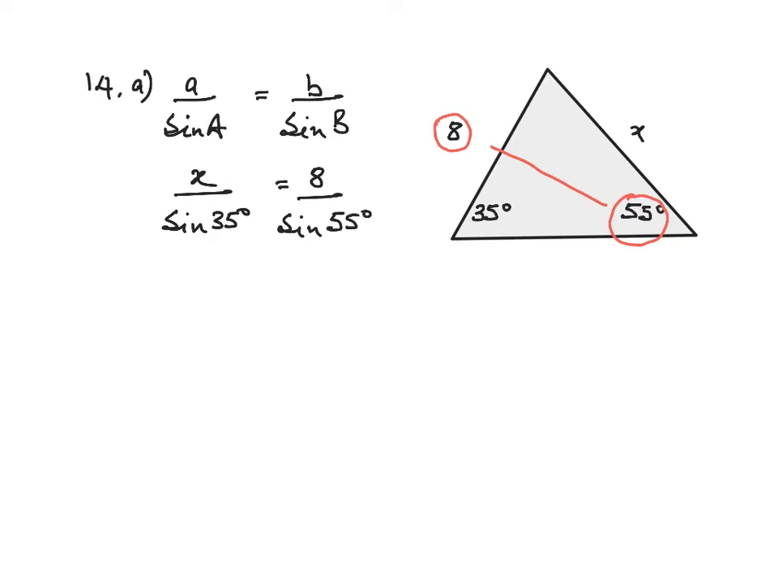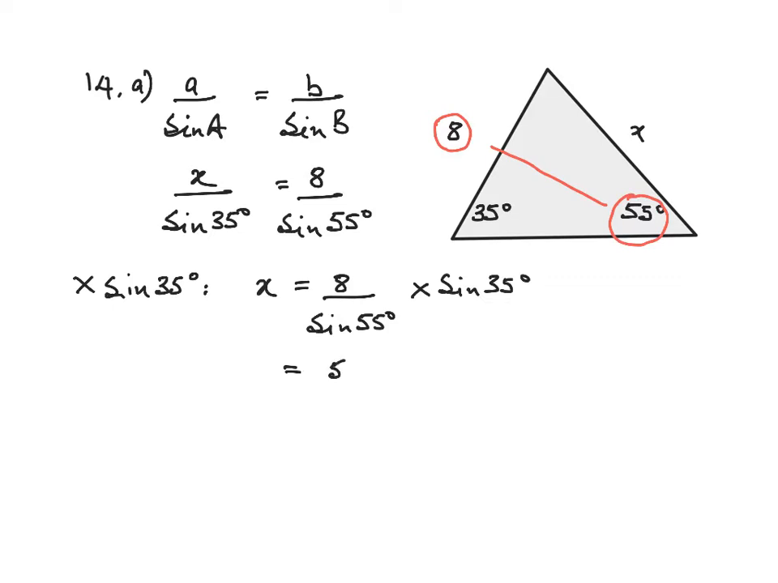I'm going to multiply by sine 35 to get rid of the dividing sine 35, which is underneath the x, so x equals 8 over sine 55 multiplied by sine 35. Put that into your calculator and you get the answer 5.60 centimetres.